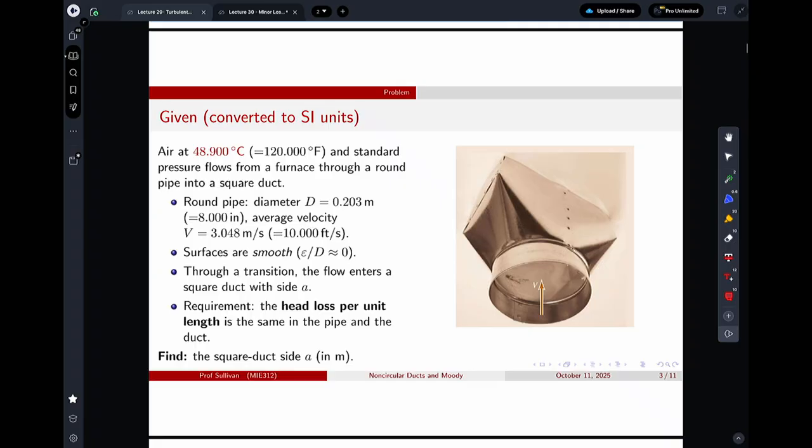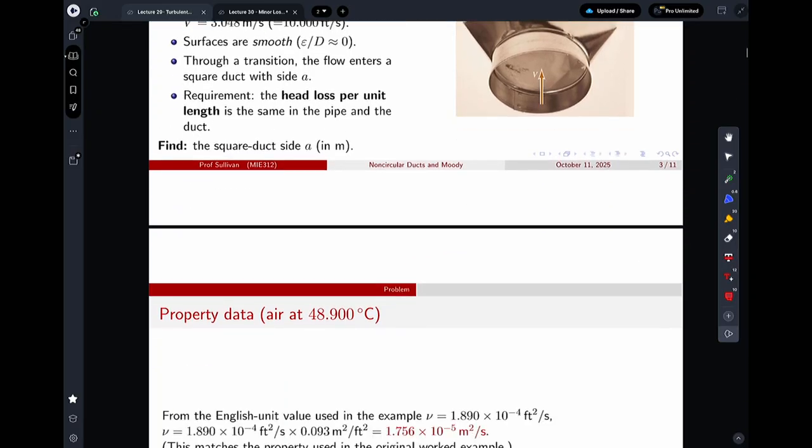Through a transition, the flow enters a square duct with side A. And you can see a very simplified image over there of that square duct. So it's expanded and it enters into that other region. Requirement: the head loss per unit length is the same in the pipe and the duct. Find the square duct size in meters.